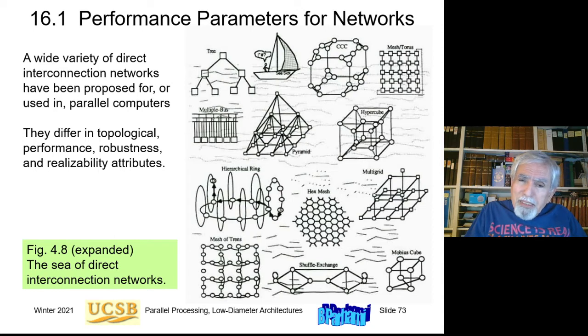Okay, so here's an example, a partial list showing a bunch of what we call direct networks. Direct networks are the ones in which processor nodes are directly connected to each other, as opposed to indirect networks or multi-stage networks in which nodes are connected through intermediate switches.